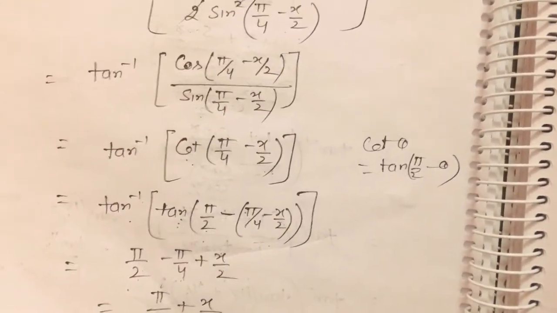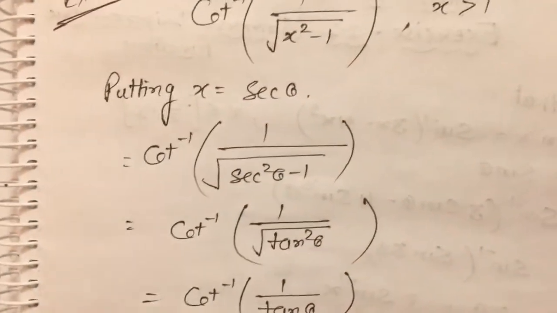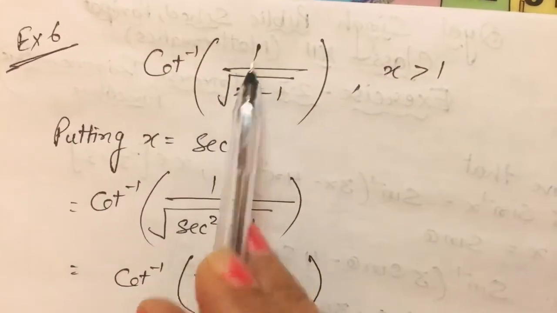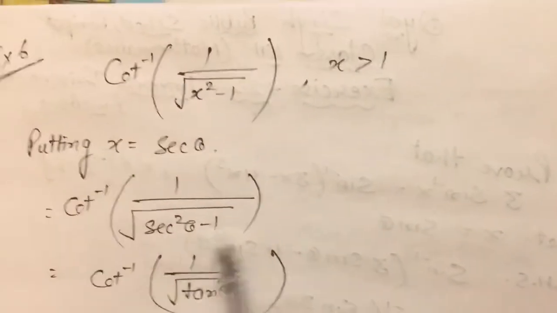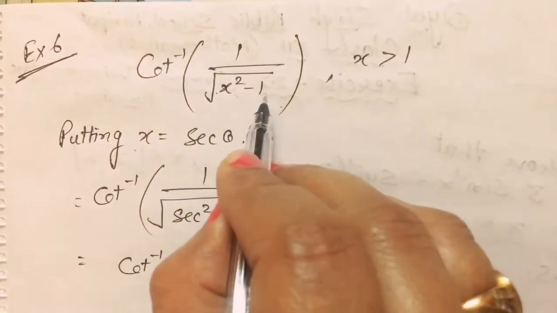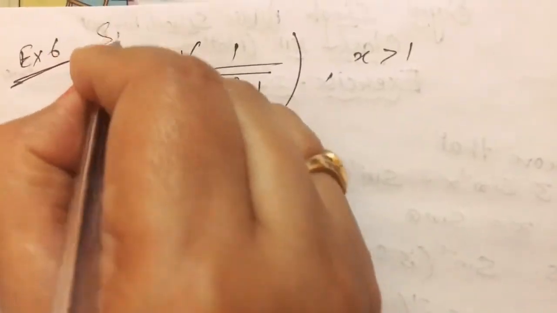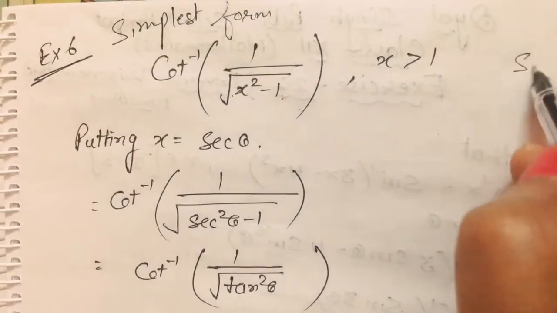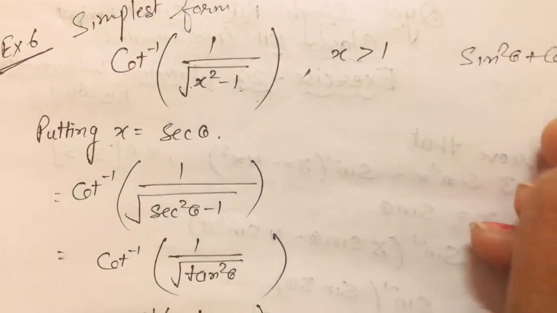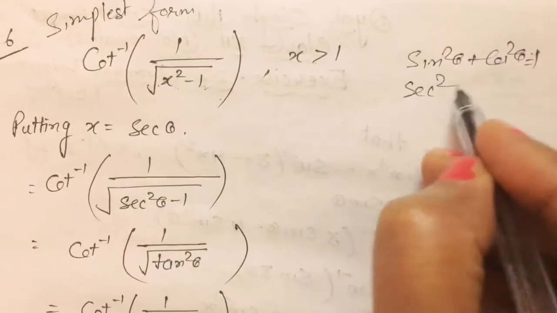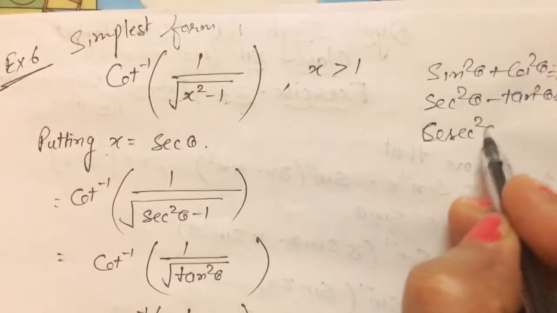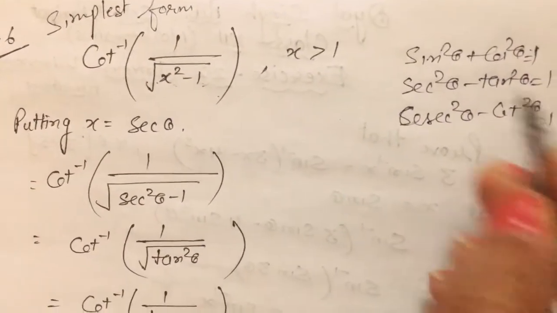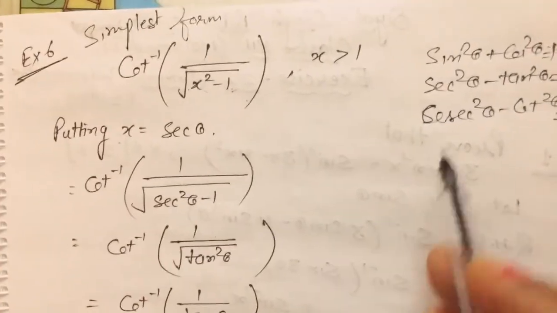Okay, now question number 6. Cos inverse 1 upon x square minus 1, where x is greater than 1. In this question, we have to write x square minus 1 in simplest form. You read about the identities: sin square theta plus cos square theta is equal to 1, secant square theta minus tangent square theta is equal to 1, cosecant square theta minus cot square theta is equal to 1. We will use these properties in these types of questions.